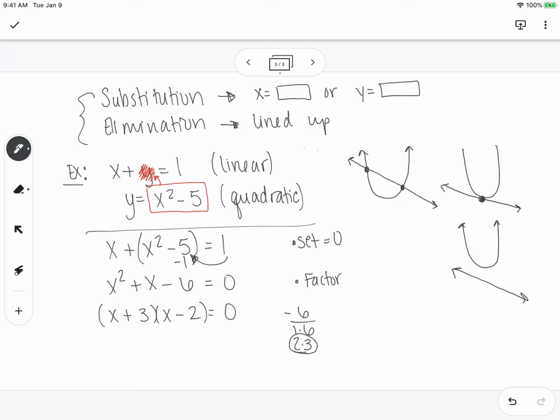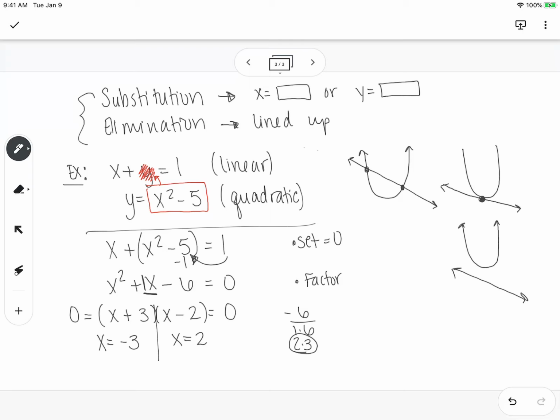Positive 3 and a negative 2 would give me a positive 1 for that middle term. So we're just factoring. My leading coefficient, I don't have one. I do, it's an understood 1, but I don't have to divide by it because I'll end up with the same thing. Split your factors up so you have an x of negative 3 and an x of positive 2.